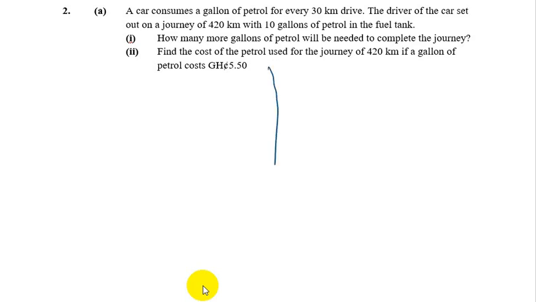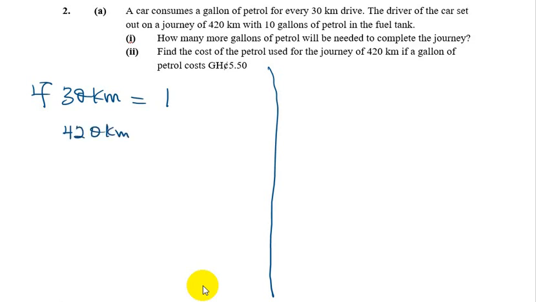So let me just draw a line here. Now with this one, we know from the question that for every gallon, the driver drives 30 kilometers, right? So it's in the question. So if 30 km is equal to 1 gallon, then if we need 420 km, we don't know, but we know that it will be more, right? Because 30 is 1, so 420 will be more.